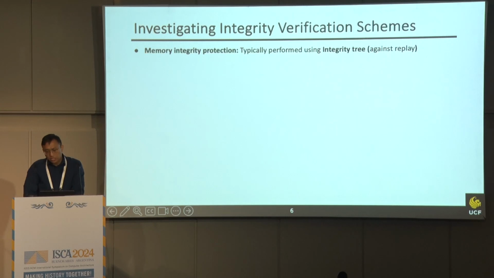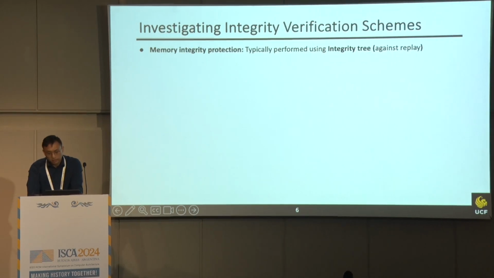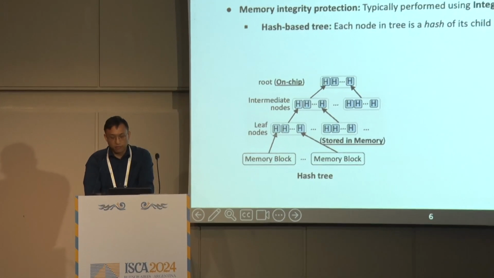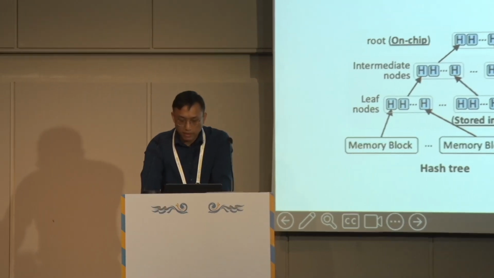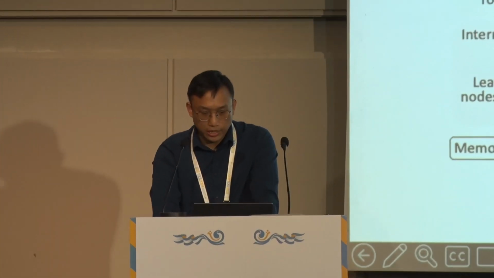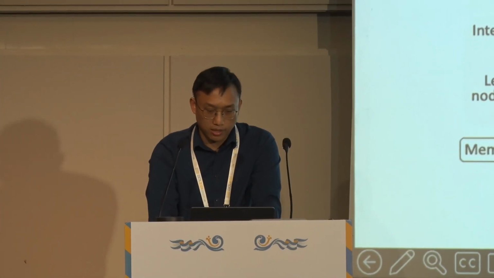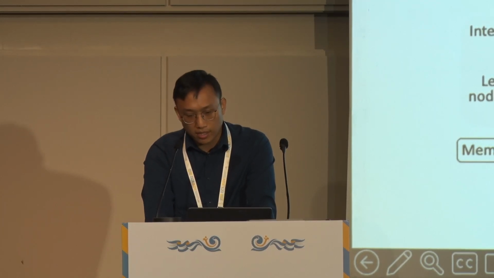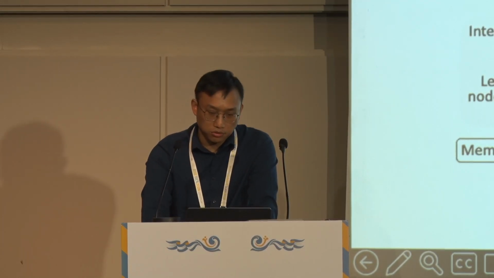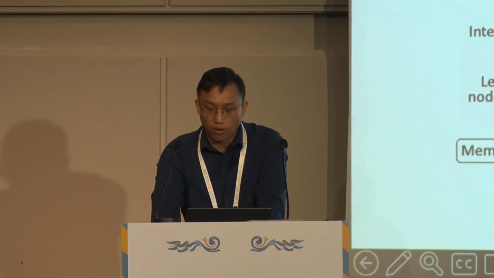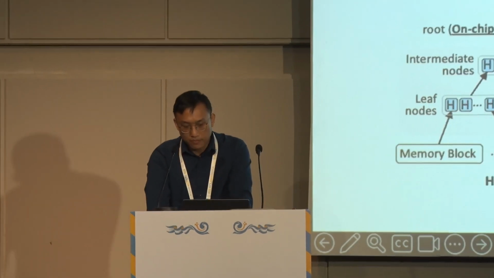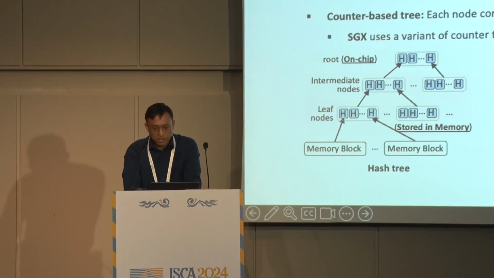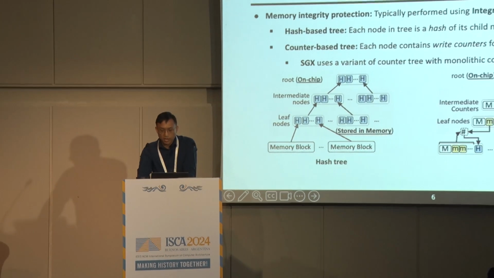And then, next we explore the integrity verification schemes. Memory data tampering is detected using an integrity tree that offers strong security guarantees against replay. State-of-the-art mechanisms utilize either a hash tree, where each node is a hash of its child nodes, or a counter tree that maintains counters similar to encryption and embeds a hash along with the counters. The following figure shows an example of the hash tree and the counter tree.